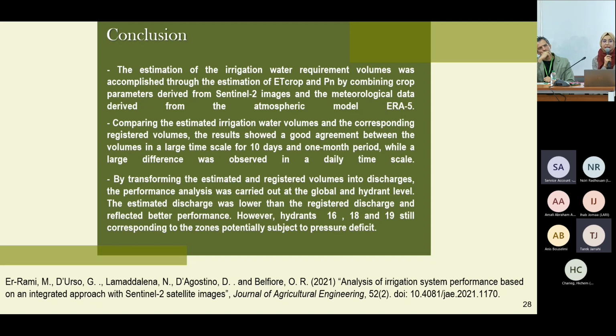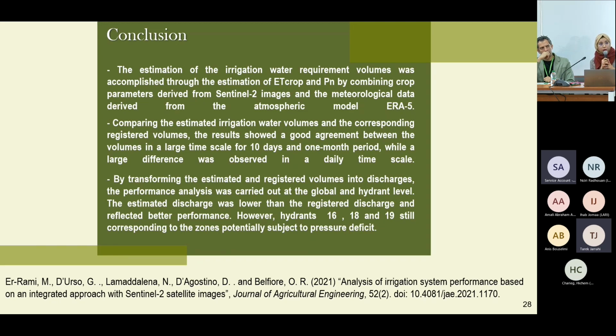However, hydrants 16, 18, and 19 still correspond to the most critical zones, where we have the pressure deficits and where we should do something, like for example a boost pump, or if we want to invest, maybe increase the diameter of the pipe. Or just inform the farmers to irrigate in a period other than the critical one.